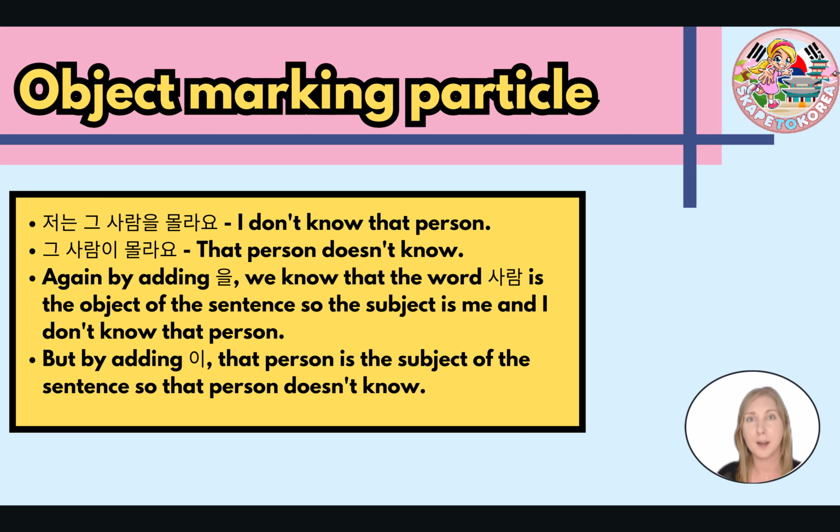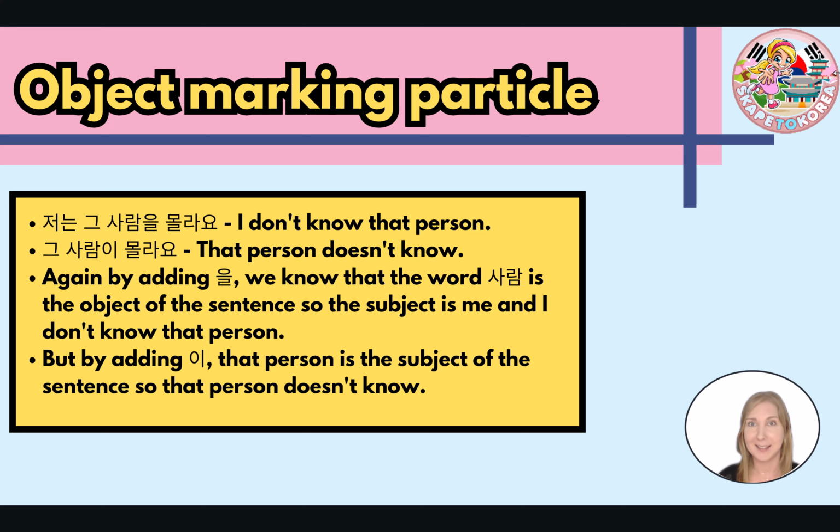Alright, next example. 저는 그 사람을 몰라요. I don't know that person. Here you can drop 저는 and just say 그 사람을 몰라요. I don't know that person. So 그, that, 사람, person, 몰라요, I don't know. So who do I not know? That person. So that person is the object of your sentence. Who is it that doesn't know that person? It's me, so I am the subject.